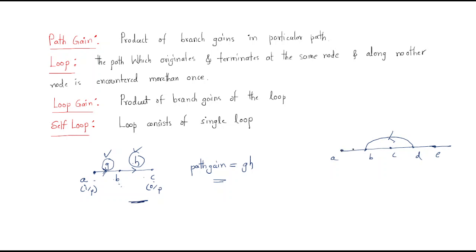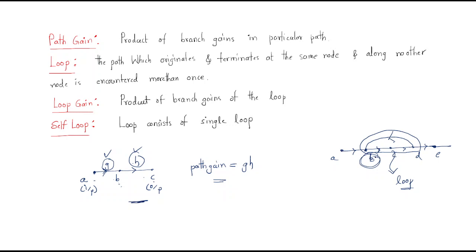So the path is A, B, C, D, E, and if you observe from B to C, C to D, D to E, this is called the loop. Understand? A loop is a path which originates and terminates at the same node, that means at the B node only.